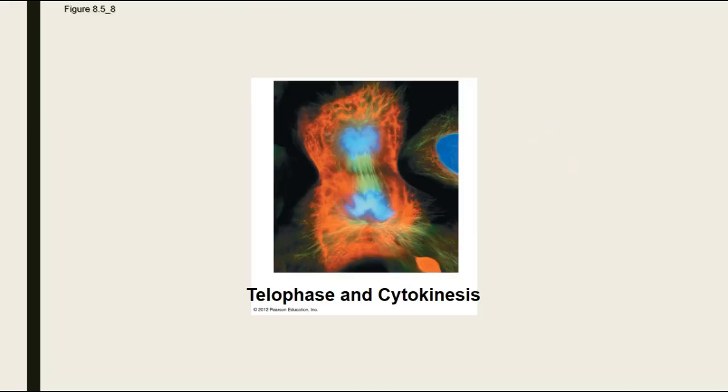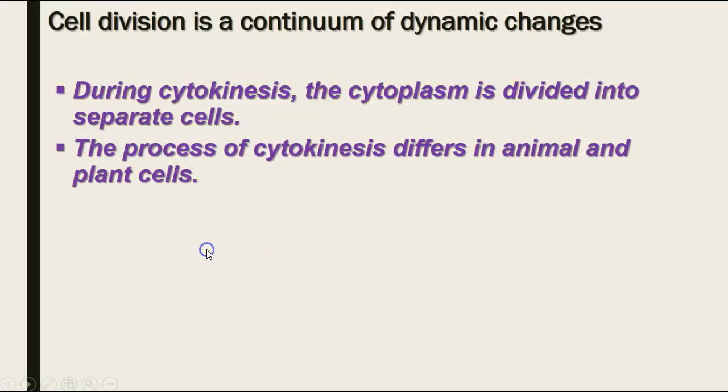Here in this picture, you can see that definitely we're forming two nuclei. You can see that the cell is starting to pinch in here, and you can see that the spindle is starting to disappear here in the center of the cell.